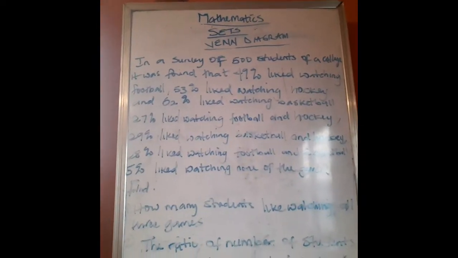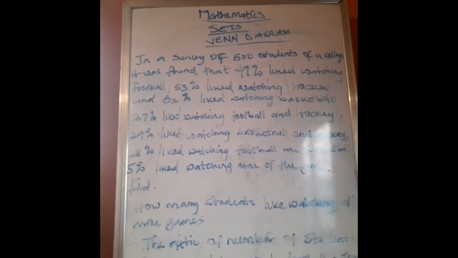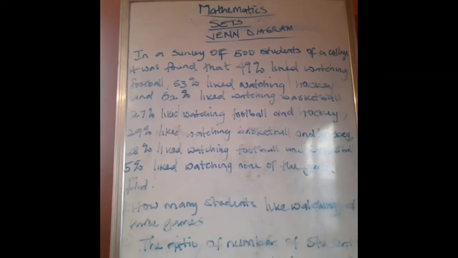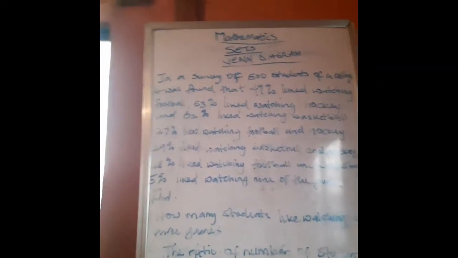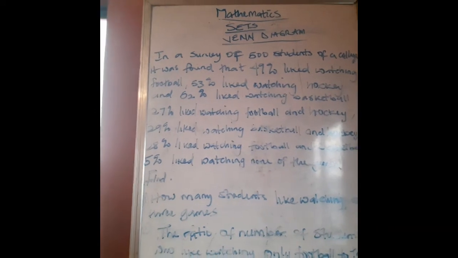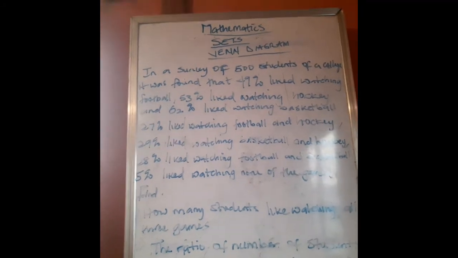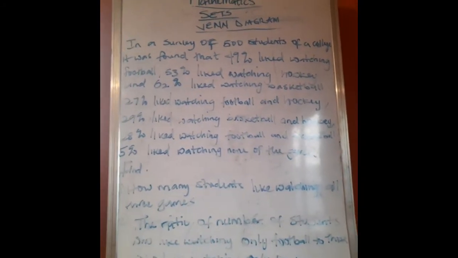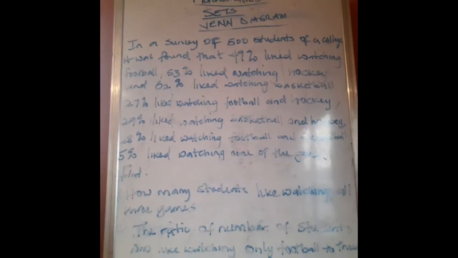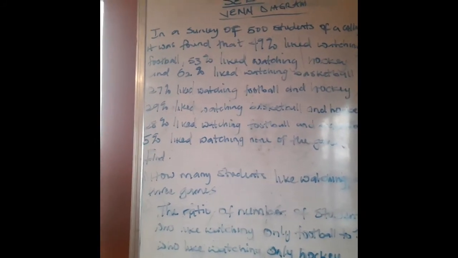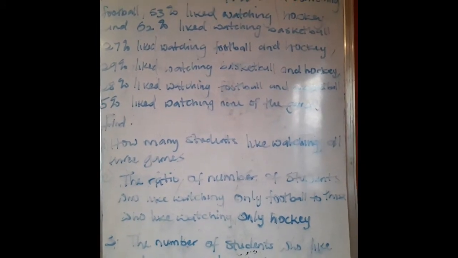In a survey of 500 students of a college, it was found that 49% liked watching football, 53% liked watching hockey, and 62% liked watching basketball. So we have 27% like watching football and hockey. That's the intersection of football and hockey. 29% liked watching basketball and hockey. 28% liked watching football and basketball. While 5% liked watching none of the games.